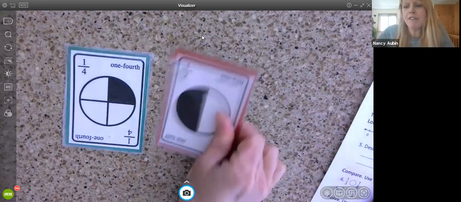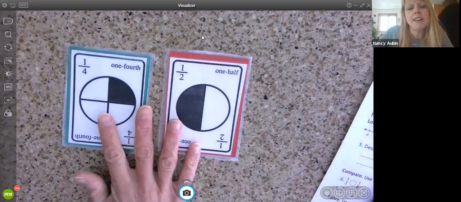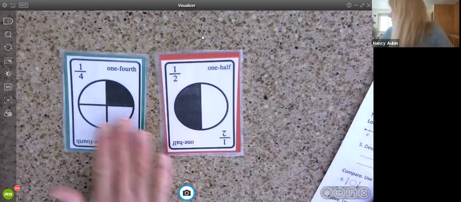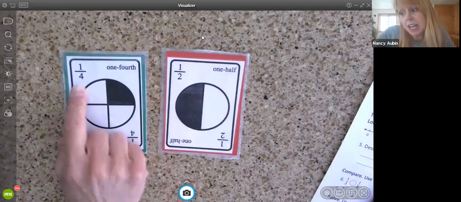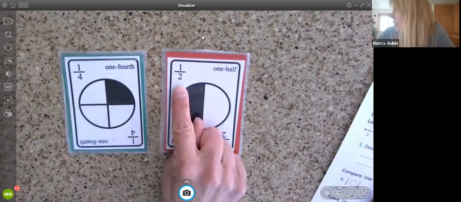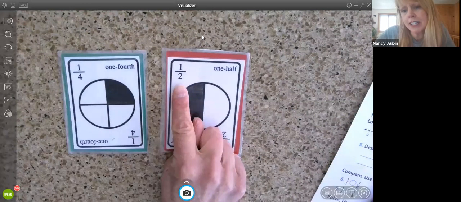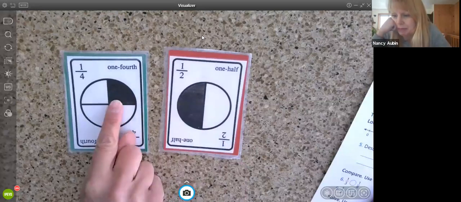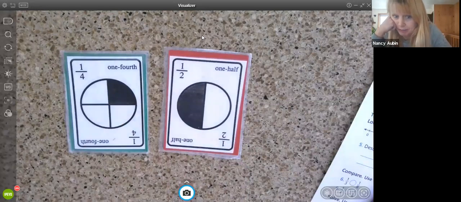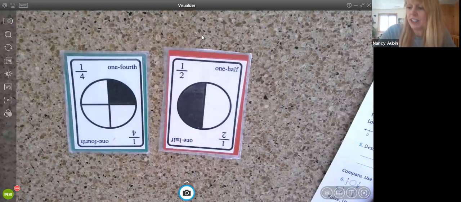So 1/2 or 1/4. Notice that the denominator for 1/4 is 4. The denominator for 1/2 is 2. 4 is greater than 2, but is the fraction greater? Ellie, what do you think? Which is greater? 1/2. 1/2. Excellent. Okay, let's try another one.